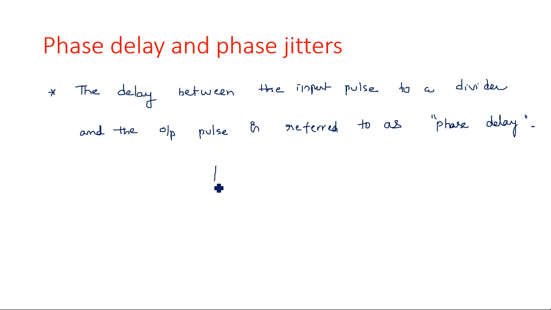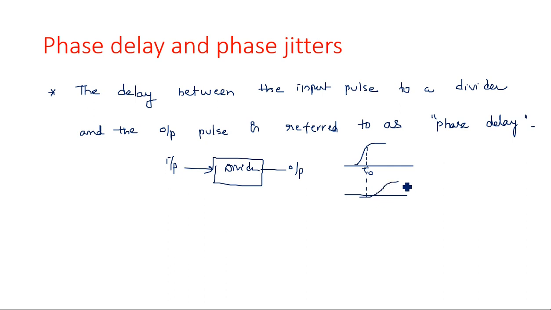Suppose you are taking any divider circuit, here we are applying the input and this is the output. This is the application of input, at time t0. After some time the output is generated. This is t1. This time gap is nothing but phase delay. Hope you understand from this diagram.